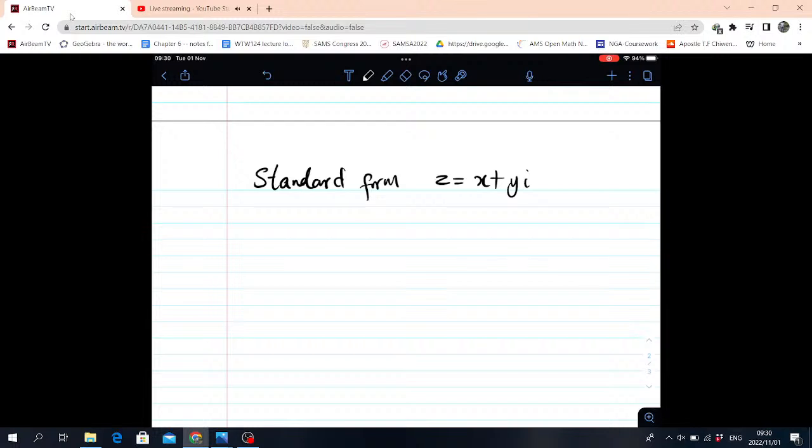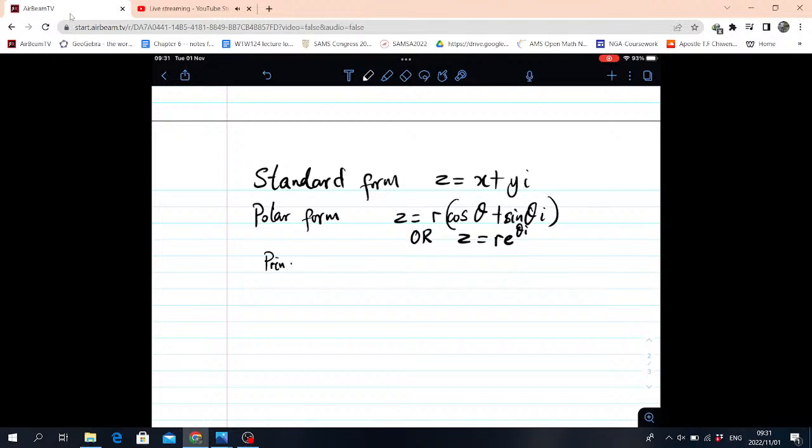So we've got our standard form of a complex number, z is equal to x plus yi. And then we've got polar form, which is z is equal to r (cos theta plus i sin theta). Or we've got the other shorthand where we say z is equal to r e to the theta i, like that.